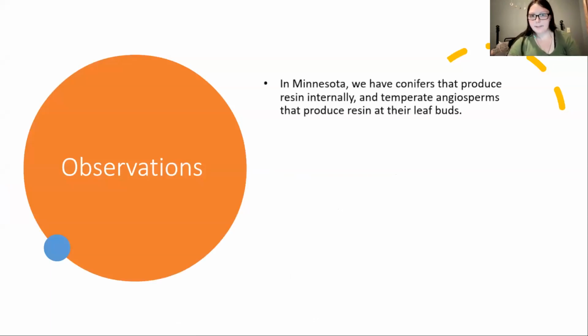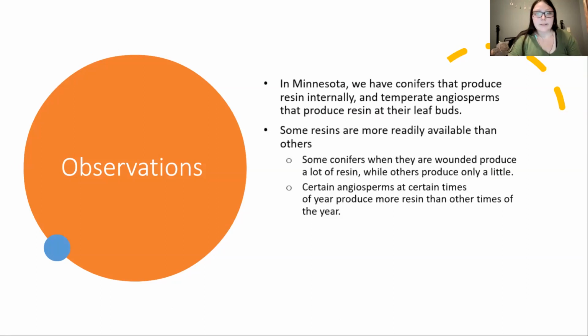In Minnesota, we have conifers that produce resin internally, that would be in their trunk, and temperate angiosperms that produce resin at their leaf tips. Some resins are more readily available than others, i.e. some conifers, when they are wounded, will produce a lot of resin, while others only produce a little. And in some places, conifers and trees in general are wounded a lot, while in other places they are not wounded as much. And certain angiosperms at certain times of the year produce more resin than other times of the year.